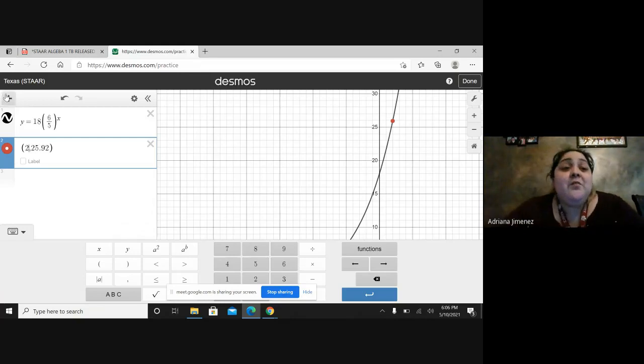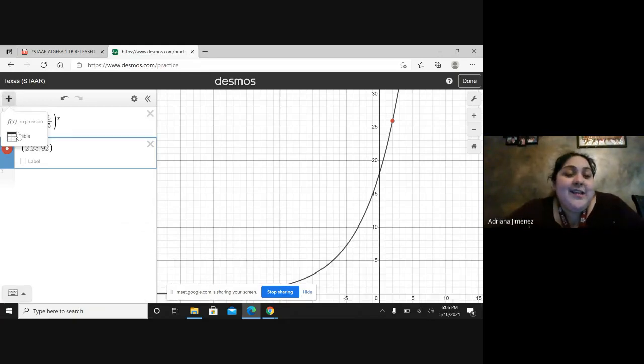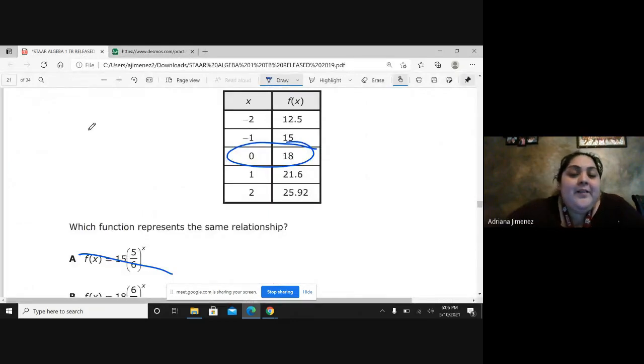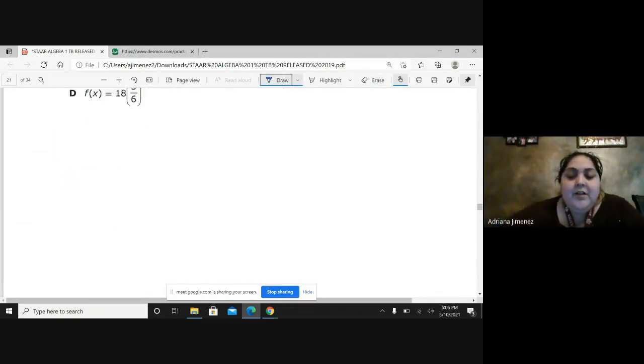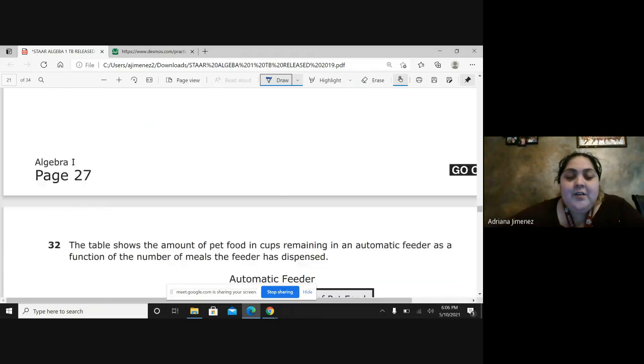Another thing we could have done was just gone to the plus in the table and typed in that table and made sure that all the dots were on this line right here. But yeah. Forget that I have to do the arrows on here. All right, we go to the next question.